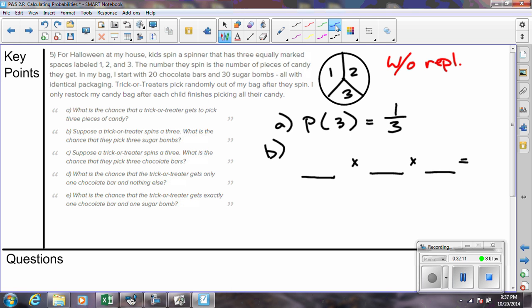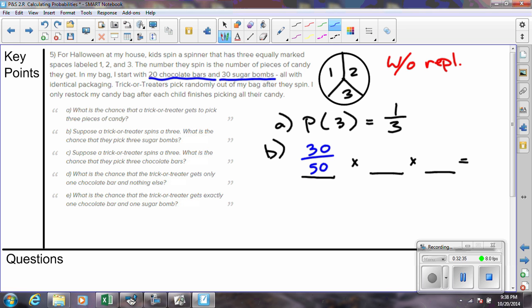What is the probability that they get 3 sugar bombs? Okay, well, for 1 sugar bomb, how many successes are there? You're starting off with 30, out of how many total candies? 30 plus 20 is 50, so for the first one, there was 30 out of 50.